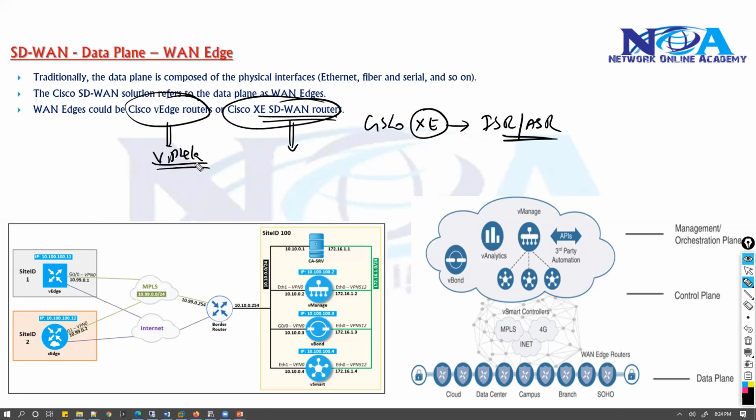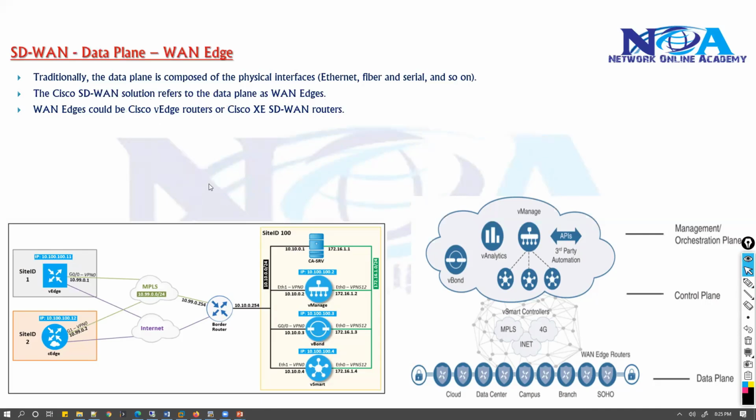Viptela has its own devices, like the 100 series, 200 series. There are some specific vEdge devices which can be used. So in terms of these WAN Edge devices, we can either use the Cisco Viptela devices, called vEdge devices, or Cisco ISR or ASR devices, which come with XE. XE is the IOS version it runs, so IOS XE, that's what we call it. But basically, in terms of hardware platforms, they are ISR and ASR routers.